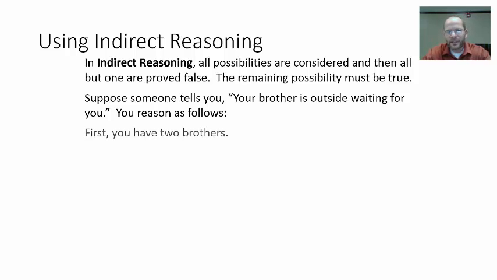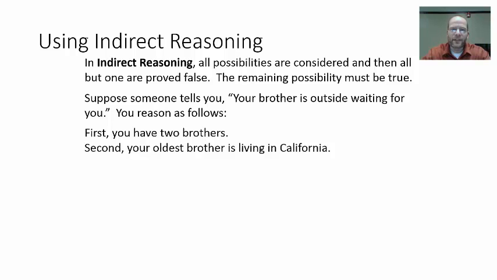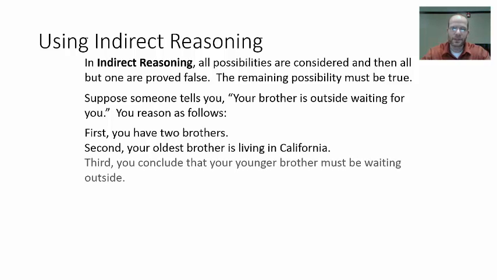You start by considering the fact that you have two brothers. So now we are left with the possibility of the brother outside being one or the other. The next thing you do is you remember that your oldest brother is living and is actually currently in California. So what do you conclude? You conclude that it must be your younger brother that's waiting outside.